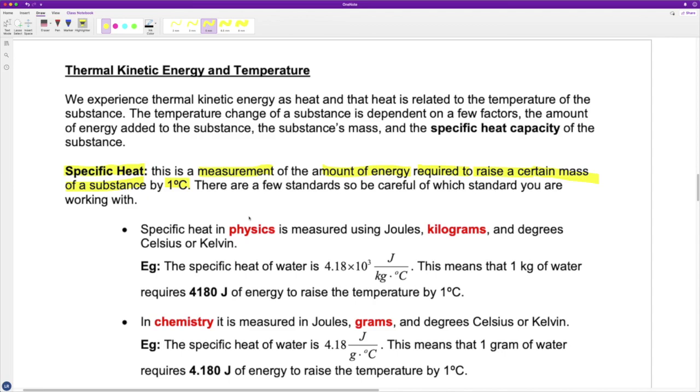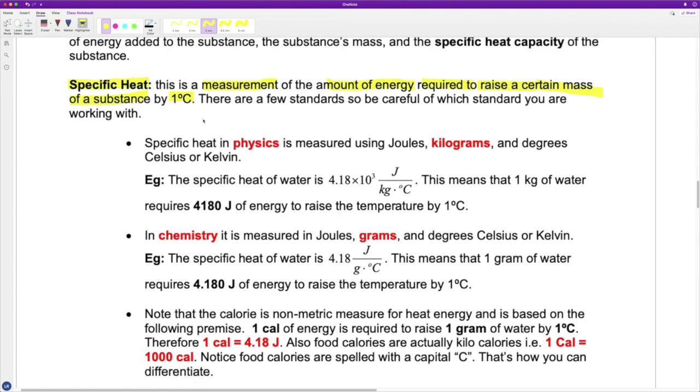Where water has a very high specific heat, which means it takes a lot of energy to change its temperature. So we'll get into some examples, but before we do so, let's talk a little bit about what this idea of specific heat is. In physics, it is measured using joules and kilograms, which is different than in chemistry, because in chemistry, we use the gram as the standard unit.